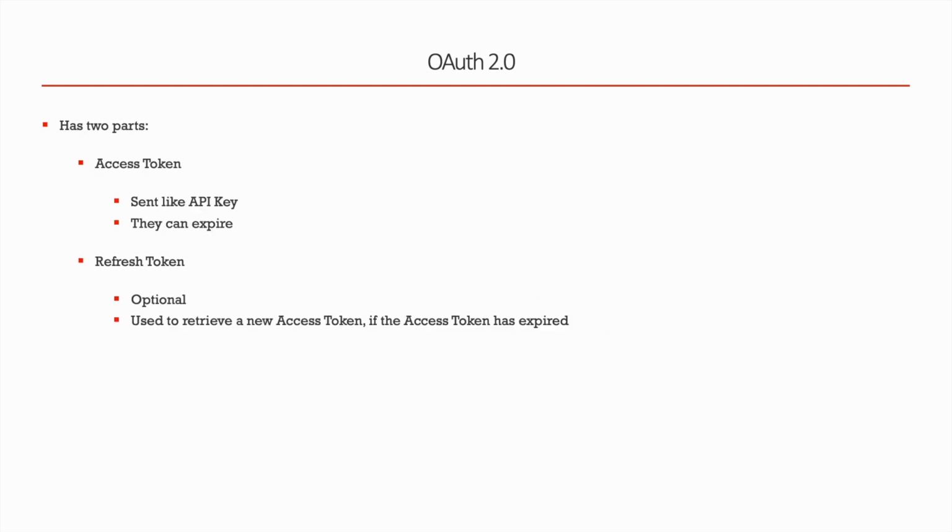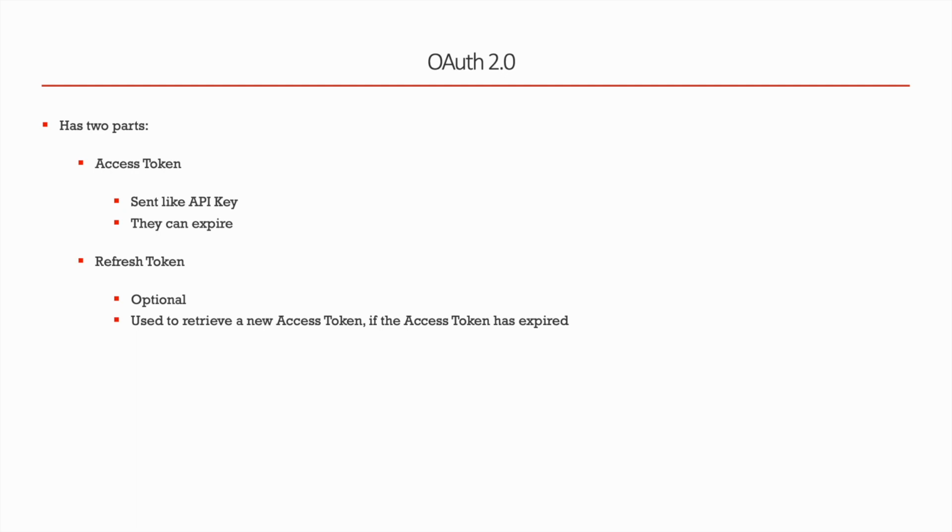Now that we understand OAuth 2.0, let's see the main two parts of OAuth 2.0. As we've already seen, access token is the main key to OAuth 2.0. Access token is like an API key. However, unlike an API key, they can expire. So what do we do when they expire? For that particular reason, we have refresh token. Refresh tokens are used to retrieve a new access token in the event the access token has expired. But how do we implement them?